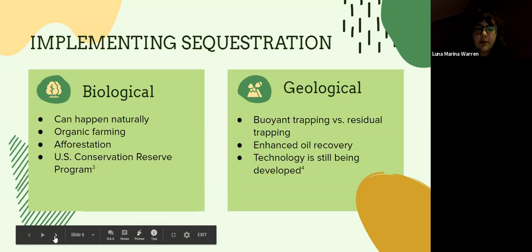And there's also programs started by the government, like the US Conservation Reserve Program, which pays farmers to reduce the carbon impact of their farming methods.